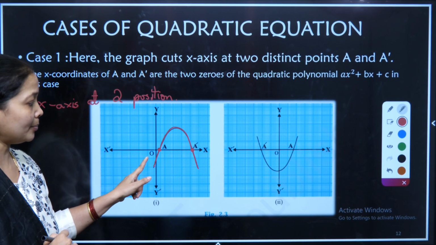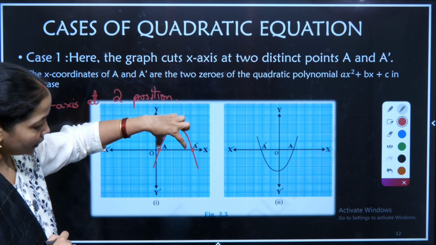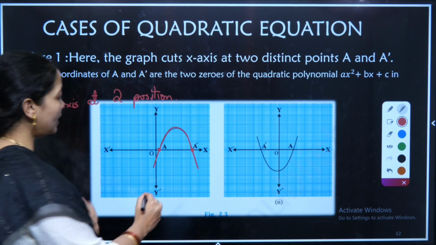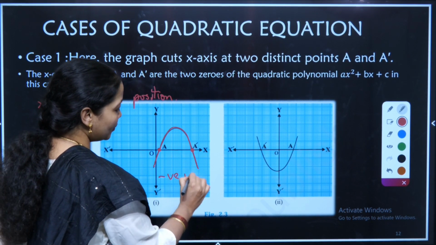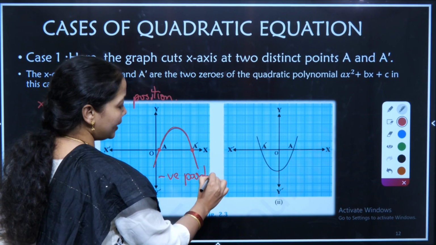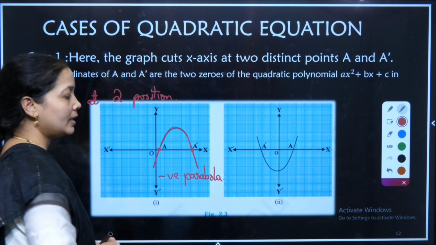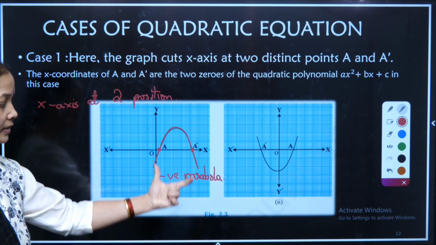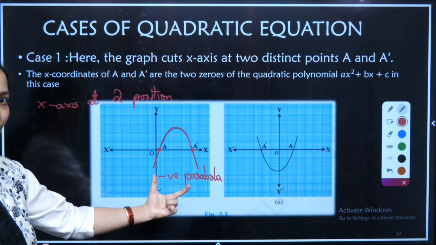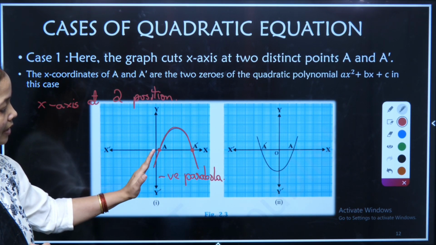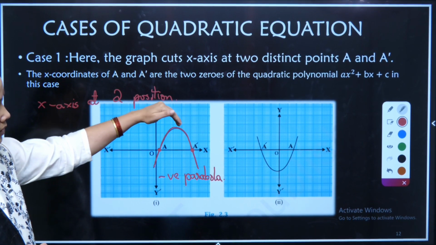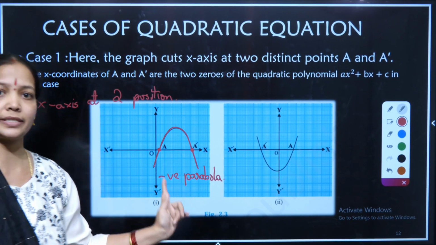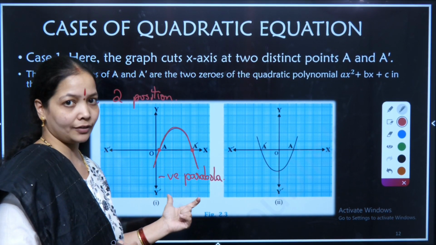Since this parabola is tilted downwards, I will call this parabola a negative parabola. Negative parabola, which is being framed in the first quadrant as well as the second quadrant. This is my first quadrant, this is the second quadrant. The parabola is just uplifting itself in the first quadrant and then decreasing its value in the second quadrant. So this is a negative parabola.